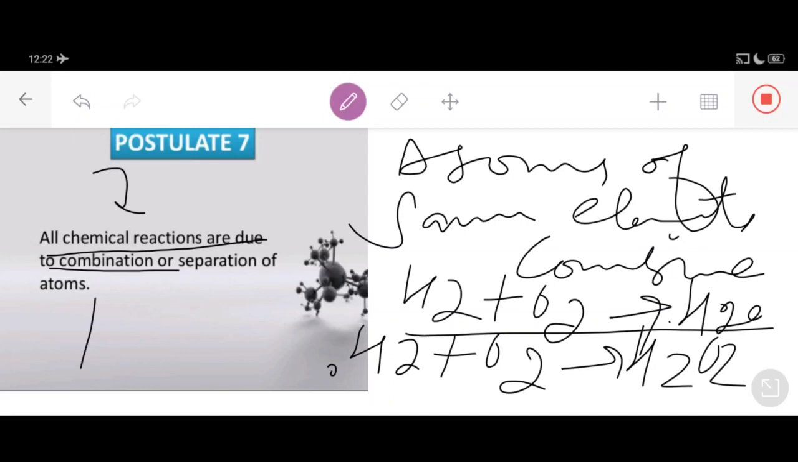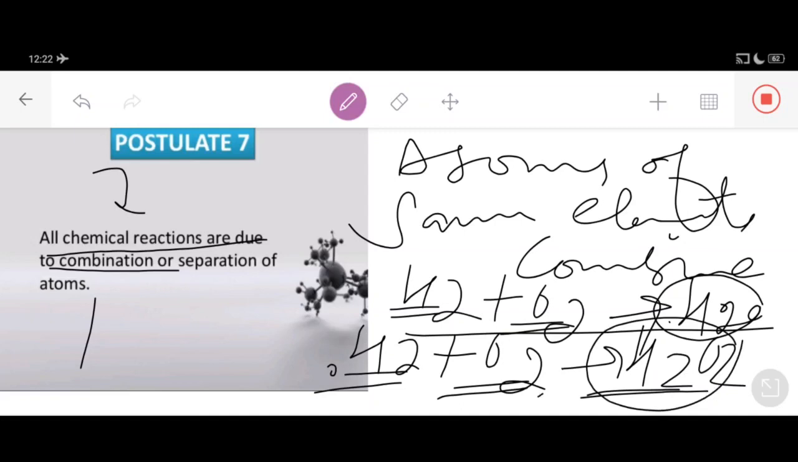What postulate 7 is telling us is about atoms of the same elements. For example, this is hydrogen, this is oxygen. When they react with each other, there is formation of water, but they can react in another fashion as well. This hydrogen reacts with oxygen and forms hydrogen peroxide. First they reacted and formed water. Now in another fashion, they react with one another and form hydrogen peroxide, and this hydrogen peroxide is also a compound, and this water is also a compound.